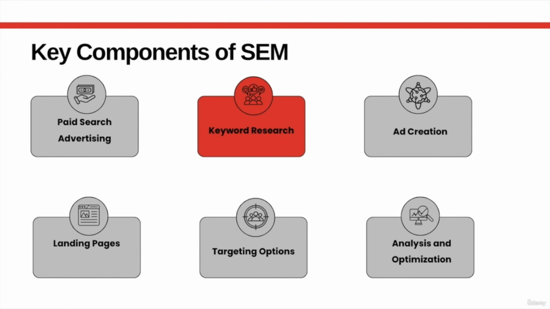Keyword research. Successful SEM relies on thorough keyword research to identify the terms and phrases that potential customers use when searching for products or services. Tools like Google Keyword Planner, SEMrush, or Ahrefs can help identify the high traffic and relevant keywords.